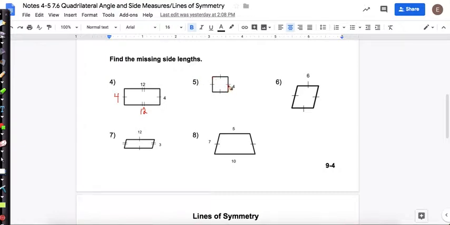So number 5, square, they all have the same hatch mark or hash mark. So if this side is 4, that means all of them are also 4.